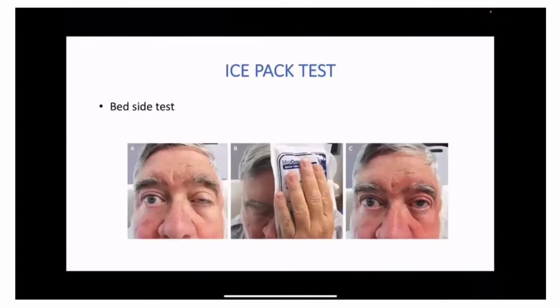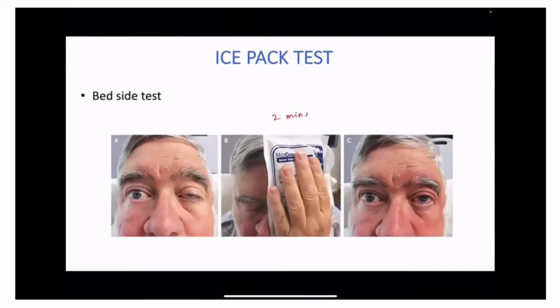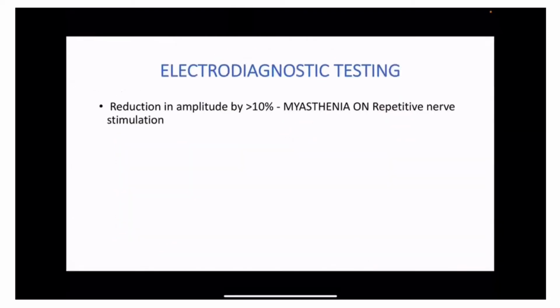So the ice pack test, if they ask you, is a bedside test, and remember the rule of 2 minutes. Usually we apply this ice, and the eye should open by more than 2 millimeters. See, this was initially ptotic, then we applied ice, and later the ptosis resolved a little bit. This is the ice pack test.